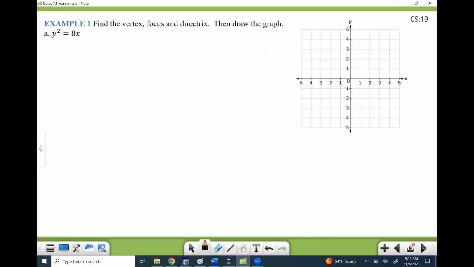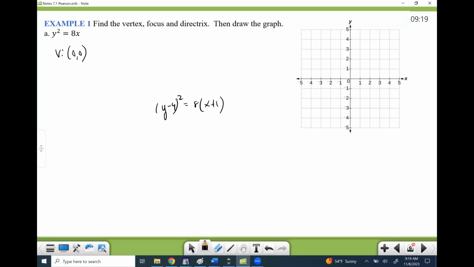Okay. All right, so find the vertex, focus, and directrix, then draw the graph. Okay, so let's go ahead and do that. All right, so the vertex for this is going to be 0, 0. Let's make sure that's really simple for you. A lot of the time, there will be something after the y and something after the x. You'll notice, in this case, nothing follows the y and nothing follows the x. So that's why 0, 0 is going to be the vertex.